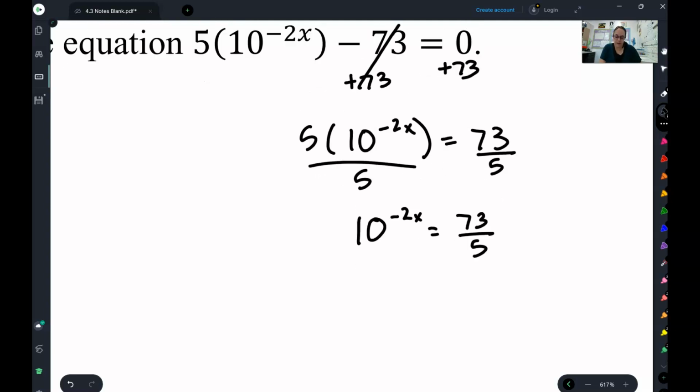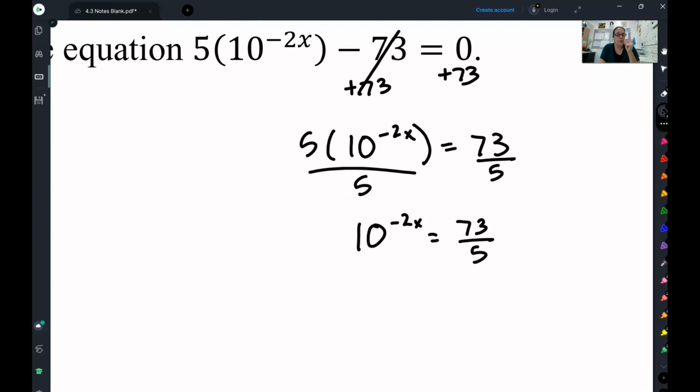And now I get to here. Now what I would notice pretty quickly is that I cannot do one-to-one property here. I'm not changing 73/5 to be a base of 10. That's not going to work. So, if I can't use one-to-one, what else can I do here?